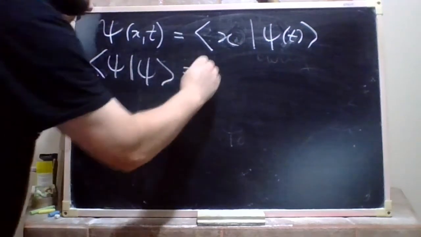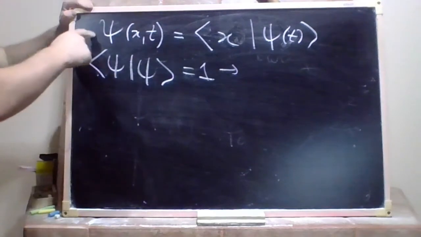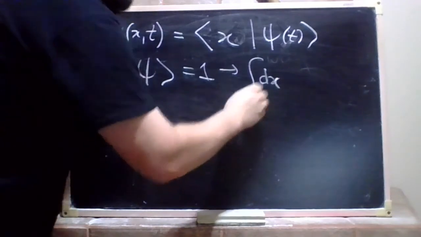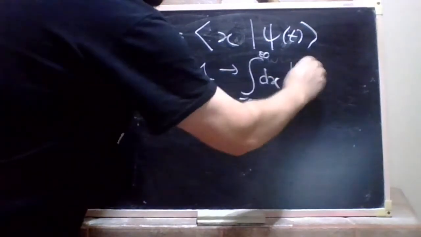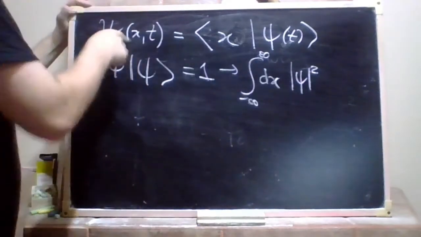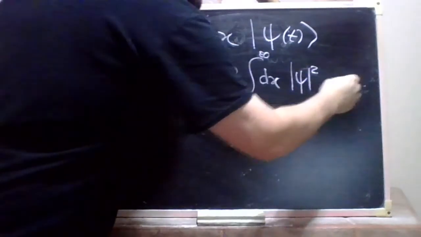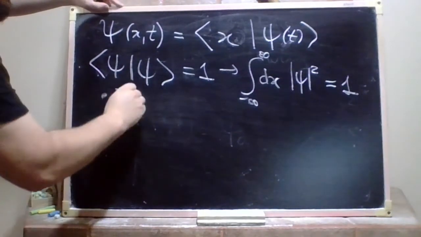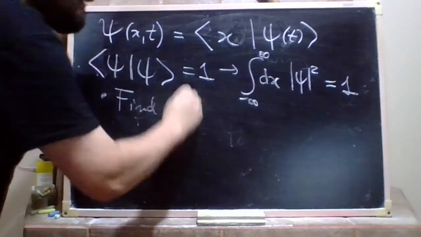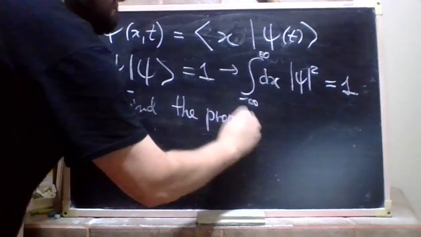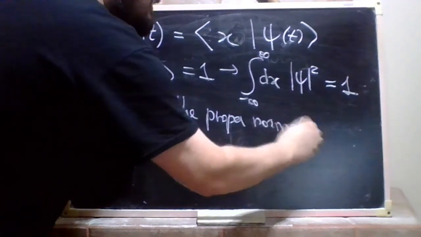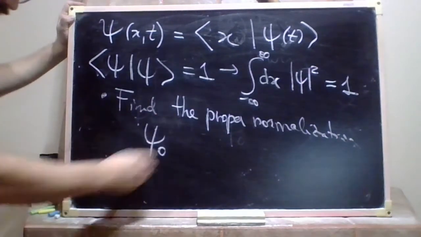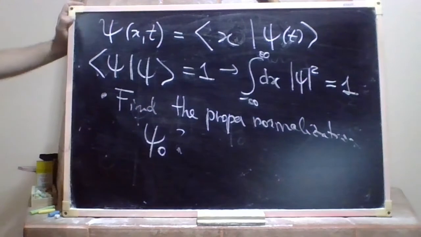So this must be equal to 1, and in position space this corresponds to the integral from minus infinity to infinity of the modulus squared of the function in the position domain, which must be equal to unity. So first find the proper normalization, which means find psi 0. What is this value, right?